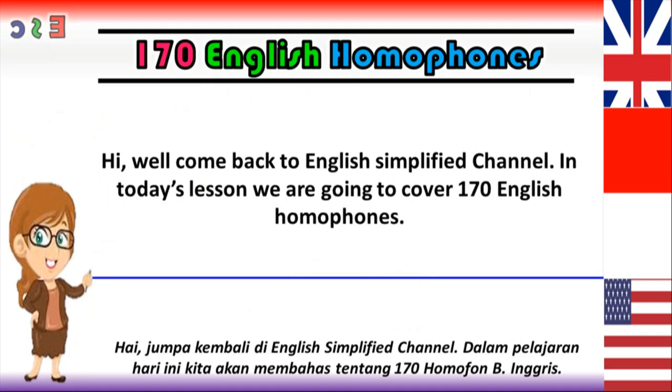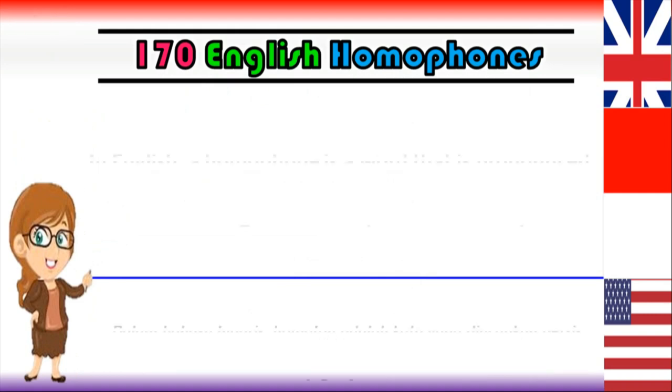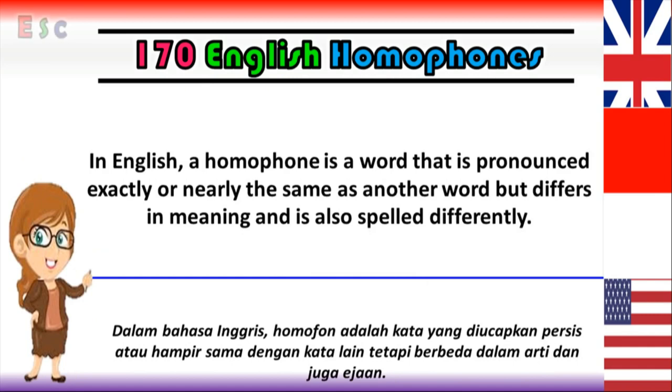In today's lesson we are going to cover 170 English homophones. In English, a homophone is a word that is pronounced exactly or nearly the same as another word, but differs in meaning and is spelled differently.